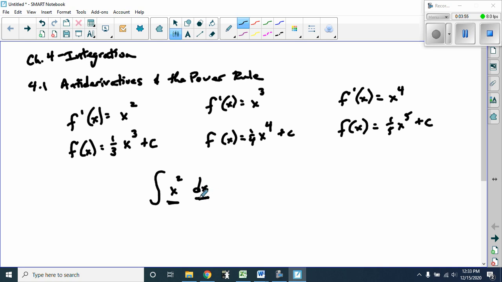This dx is called the variable of integration. And it's just telling us what we're integrating with respect to. So this is telling us that our variable is x. So the integral of x squared dx is 1/3 x cubed plus c.